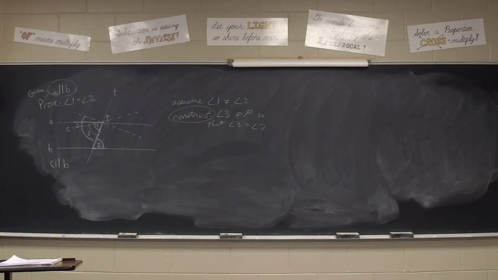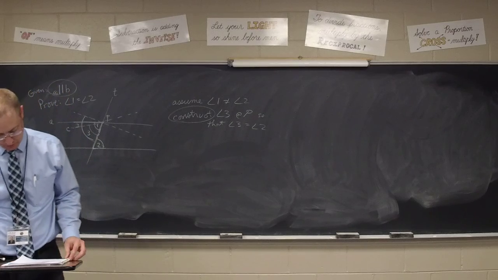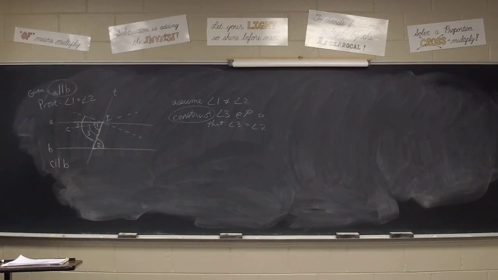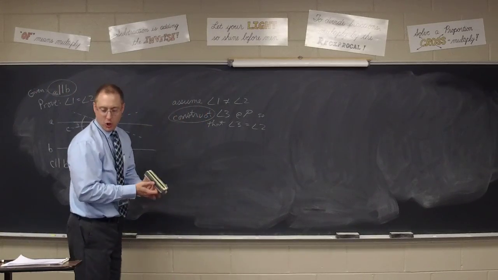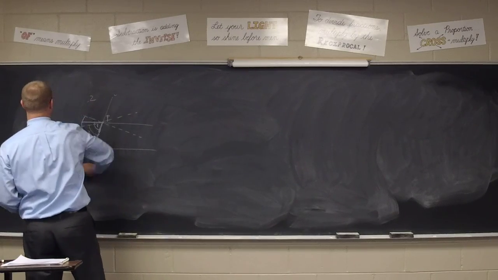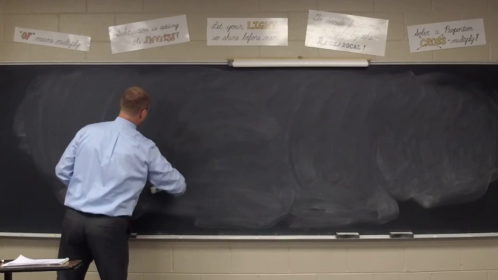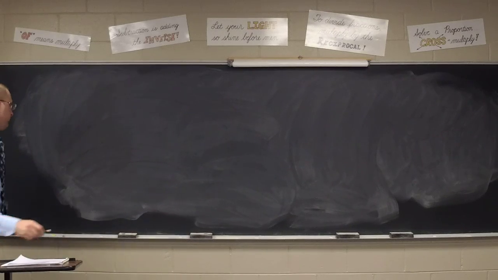Questions on that? Does that make sense? Follow the logic? All right, Corollary 8-1: If two parallel lines are cut by a transversal, then the corresponding angles formed are equal.